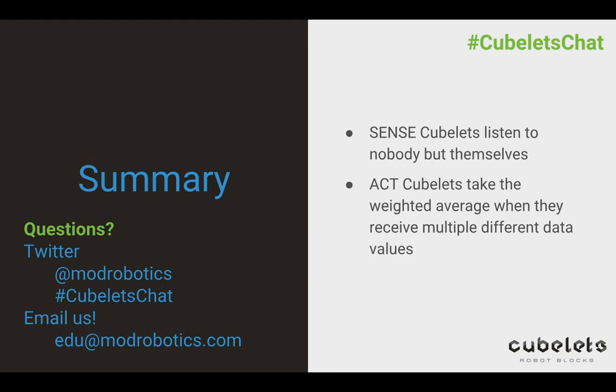So, what have we learned in this video? We've reviewed that sense cubelets listen to nobody but themselves. And we know that ACT cubelets take the weighted average when they receive multiple different data values from various sense cubelets. Do you still have any questions?